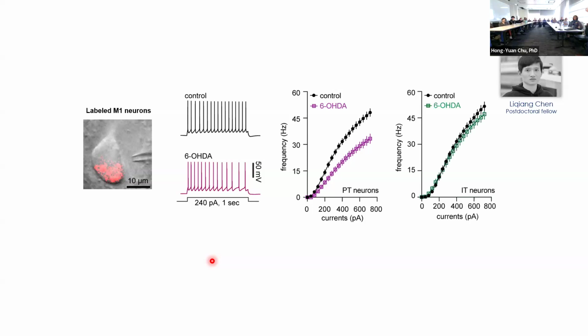Next, we recorded from the IT neurons, same strategy, but a different subtype. And you can see in the green curve there's no dramatic change compared to controls, suggesting that there's no significant alteration in the IT neuron excitability compared to controls.